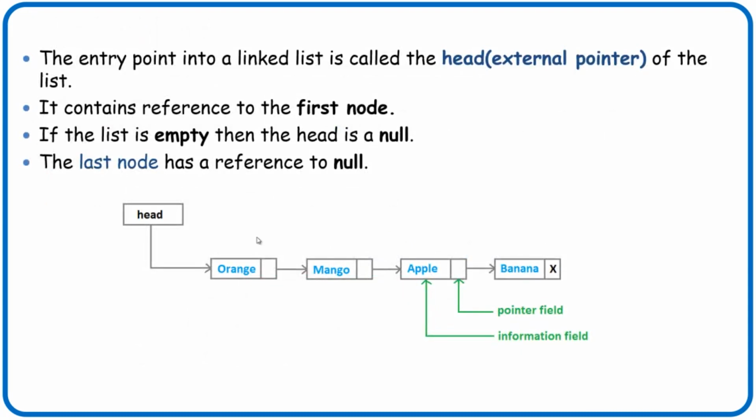The entry point into a linked list is called the head of the list, head or external pointer. It contains a reference to the first node. If the list is empty, the head is null. The last node has a reference to null because it doesn't point to any other node.